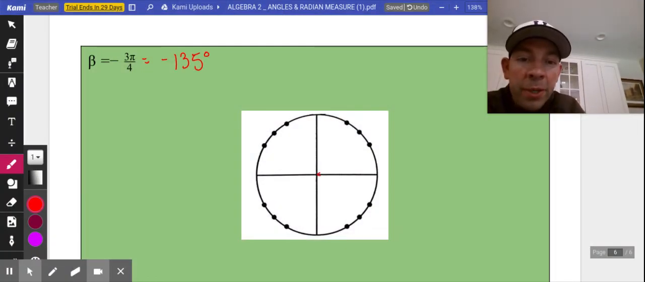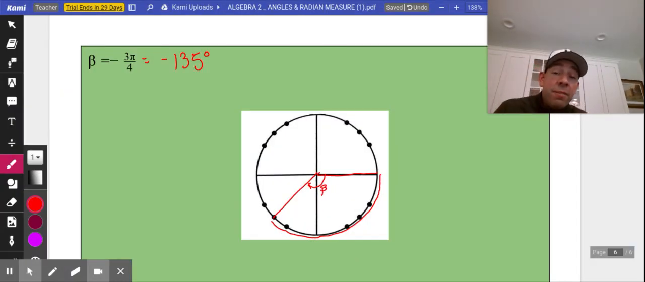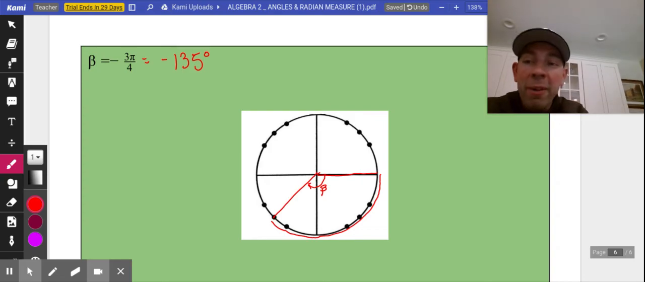Negative means, okay, we're going to start here again, but we're going to rotate clockwise. So going around the horn, let's see, negative 30, negative 45, negative 60, negative 90, negative 120, ding, ding, ding, ding. Right there is negative 135. And I'll indicate the rotation direction, and that's my beta. So again, you can visually see negative 135 is coterminal with positive 225.